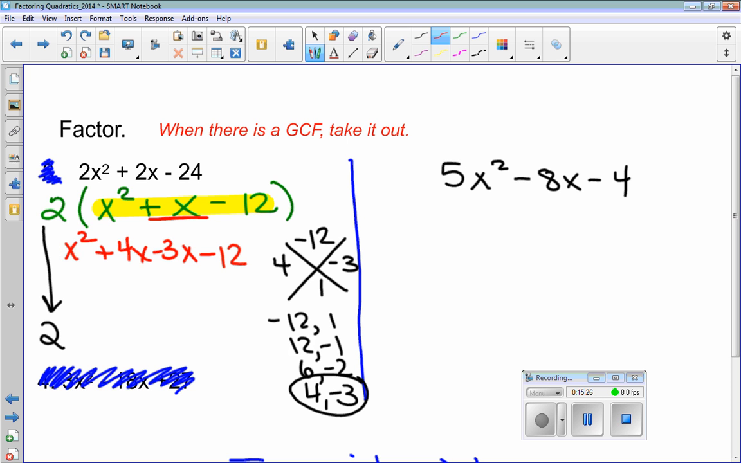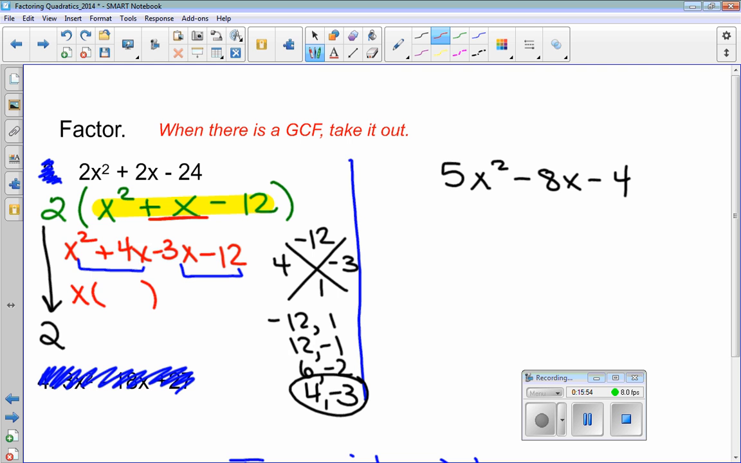And then I'm going to look at grouping. Grouping the first two and grouping the last two. When I look at the first two, I'm looking at what can I take out of x squared and 4x. Travis, what is the GCF of the first two terms? You believe it's what? It is x. So when I take out the x, what am I left with?